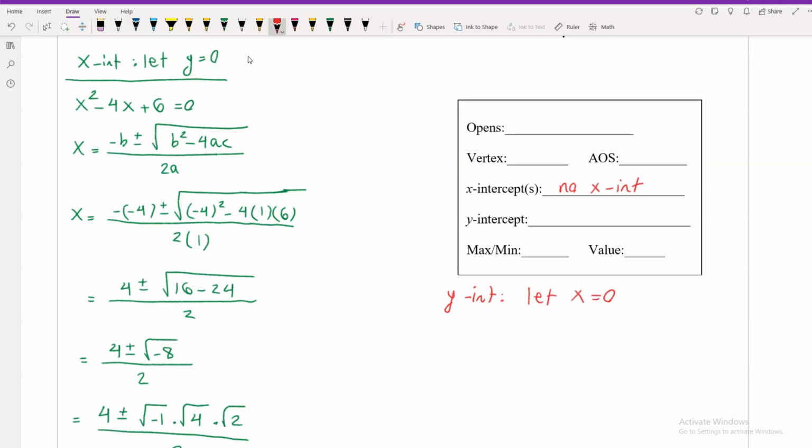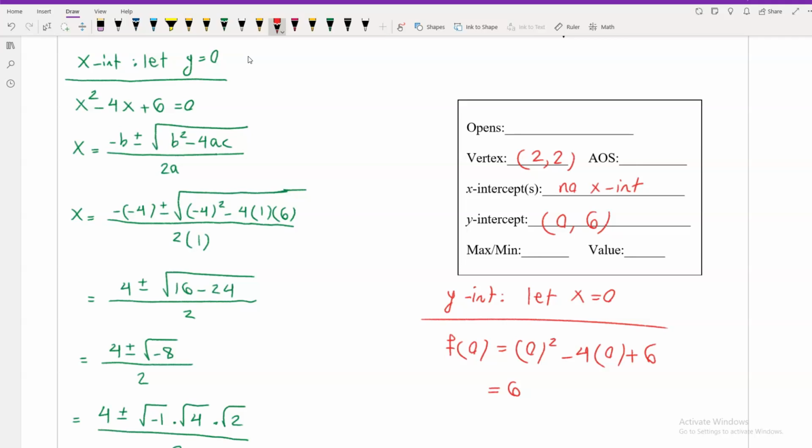It is when x is equal to 0. So finding f of 0, we have 0 squared minus 4 times 0 plus 6. So that is equal to 6. Meaning that here we have 0, 6. And vertex is 2, 2. Axis of symmetry is x equal to 2.